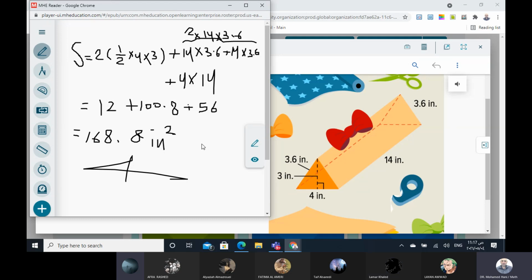Okay, Mr., I have a question. Yes? Why did you write the 14 more than twice? You wrote it 3 times. Because here we have this face, the area of this face is 14 times 3.6, and the area of the back face is also 14 times 3.6. So I repeated it 2 times, and I said you can write it as 2 times 14 times 3.6. Okay?